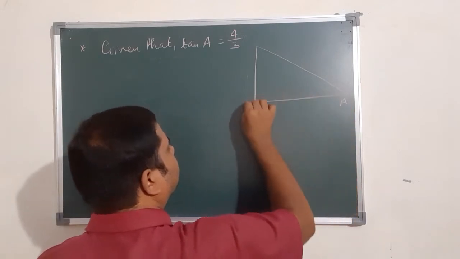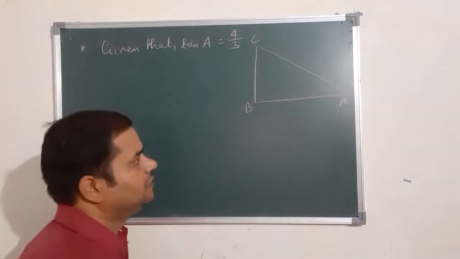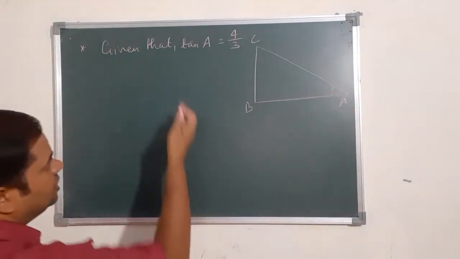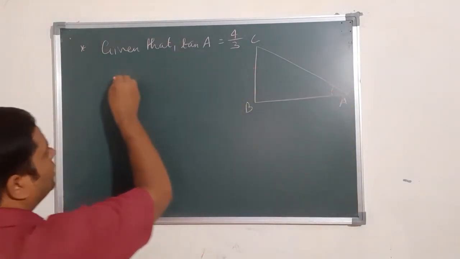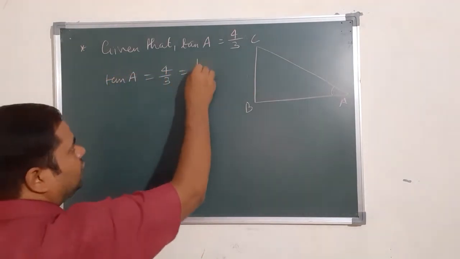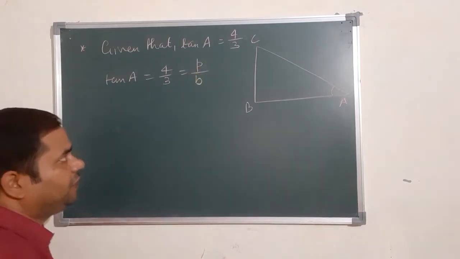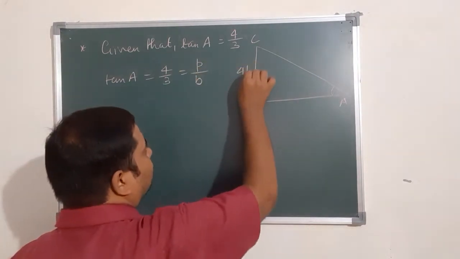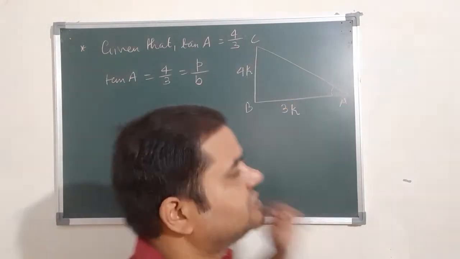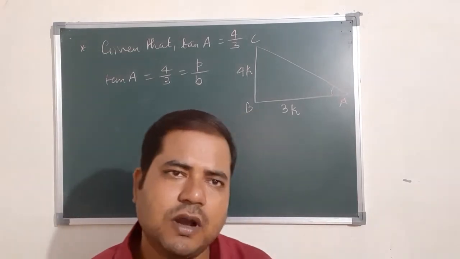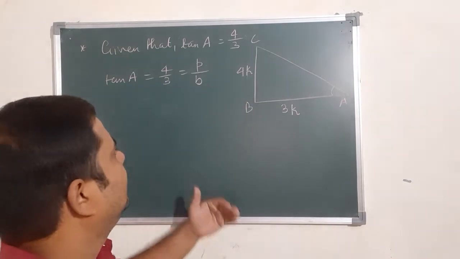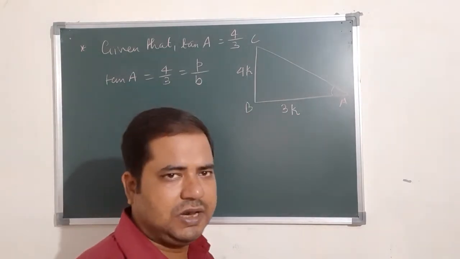A, B and C. For this angle, tan A is given as 4 by 3. So being a ratio, we consider tan A equal to 4 by 3, and you know very well this is perpendicular upon base. So this is 4k and this is 3k. Why do we consider k? Because this is the ratio. You can directly take 4 and 3 also, no problem. But if you consider it in this manner, then this is 4k and 3k.